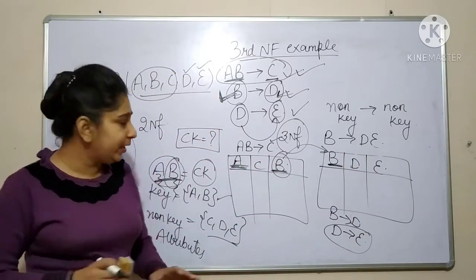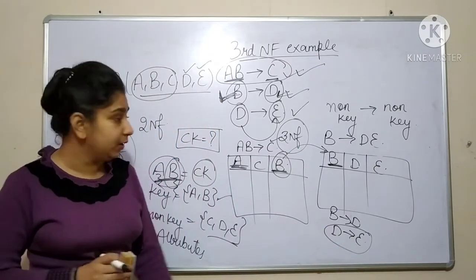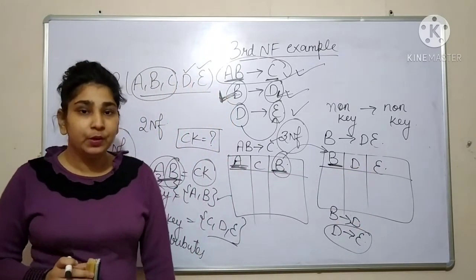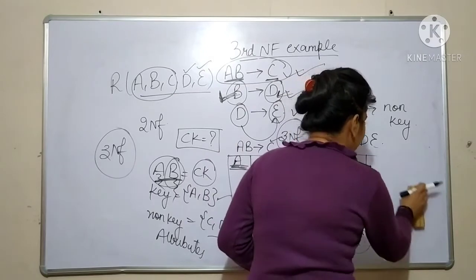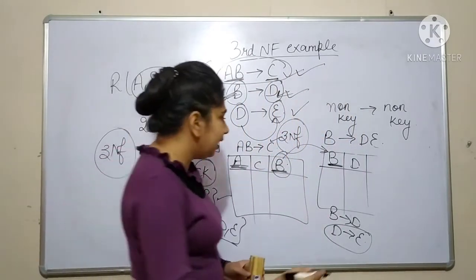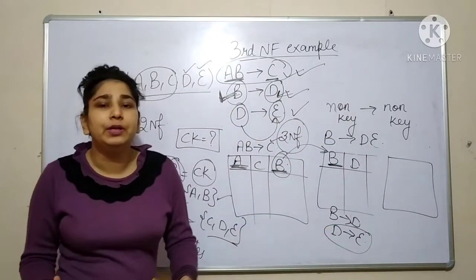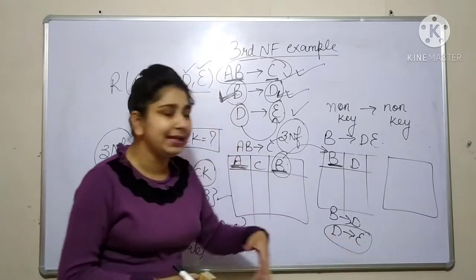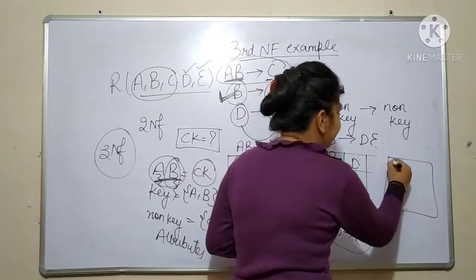So what will we be doing? We will be decomposing this relation. We have a redundancy in these two attributes. So what I will be doing? I am decomposing this relation and I am making one separate relation in which we found redundancy. These two attributes D and E have the redundancy. So I am making a separate table for it.